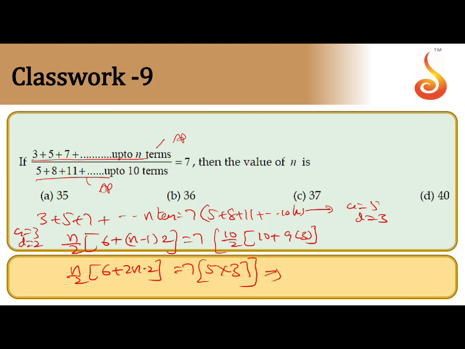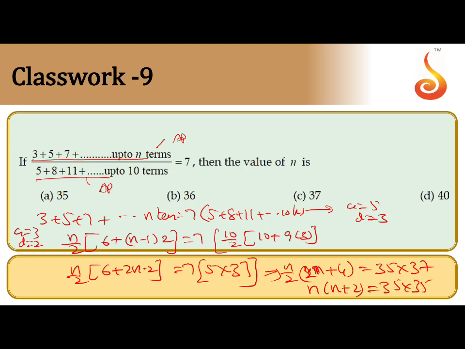So the next step is n by 2 into 4n plus 2n plus 4 equals 35 into 37. You got it. You can take 2 common. n into n plus 2 equals 35 into 37.